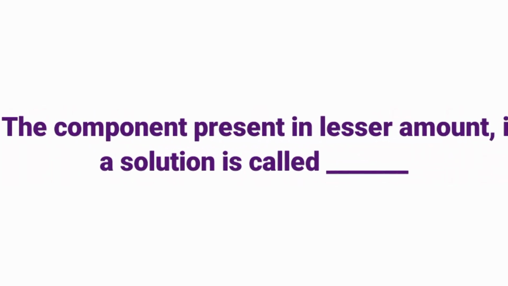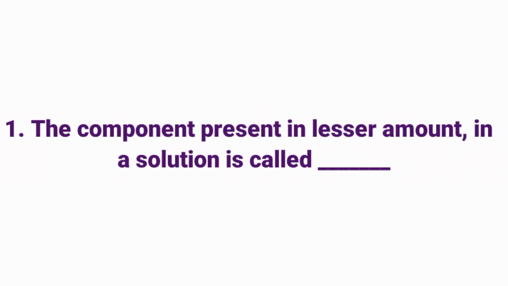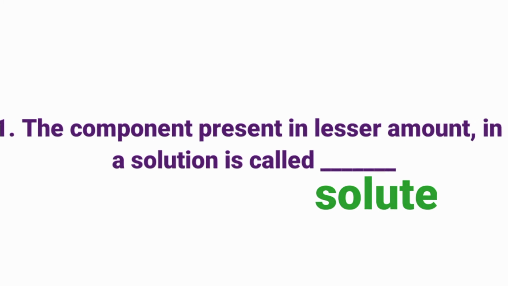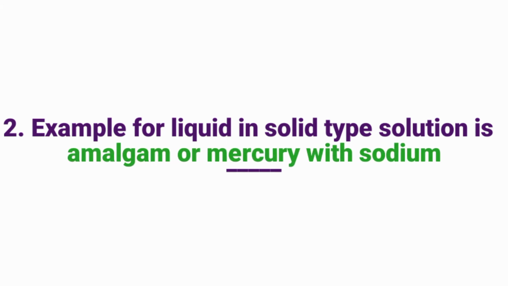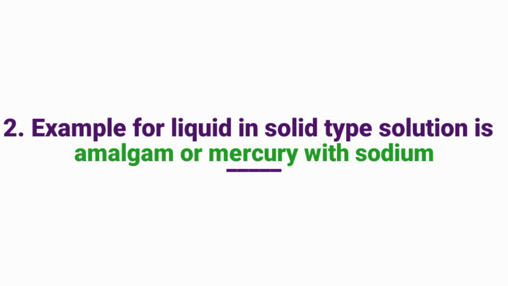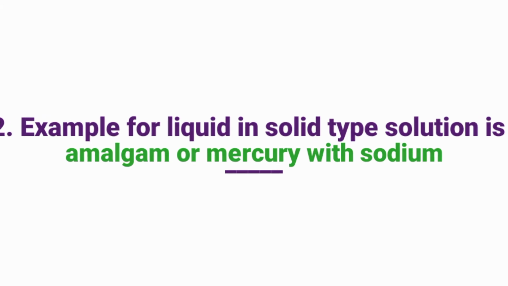Fill in the blanks. The component present in lesser amount in a solution is called dash. Answer: solute. Example for liquid in solid type solution is, answer: amalgam, or mercury with sodium.